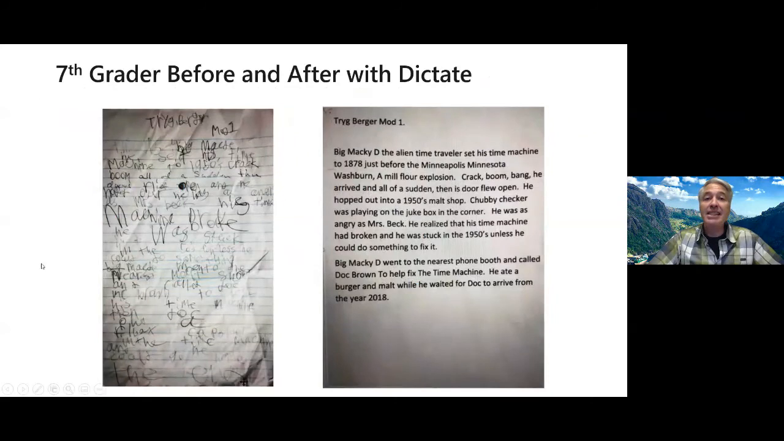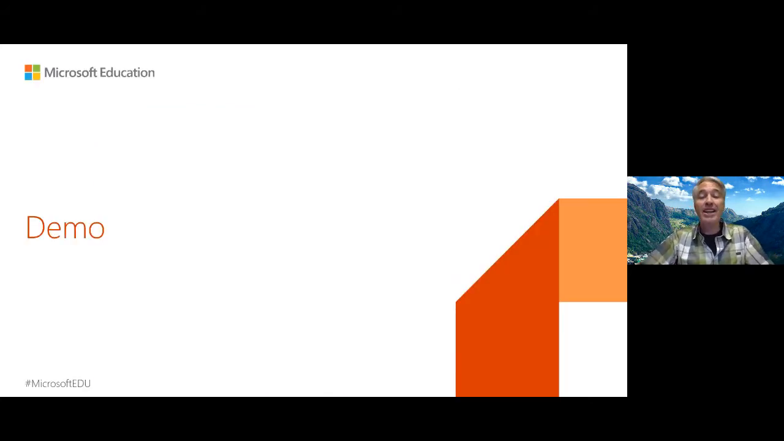This is a 7th grade boy, severely dyslexic and dysgraphic. The left-hand side is a piece of paper where he was trying to write a story. And the right-hand side is using dictate that I'm going to show here in just a minute. So these have really powerful effects when being used, and especially during remote learning and parents at home, you have access to these tools right now.